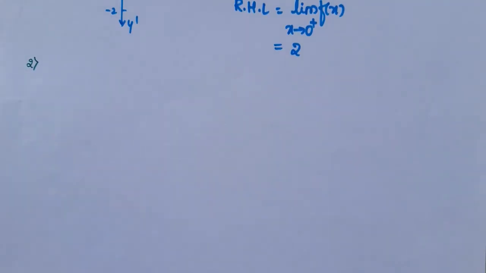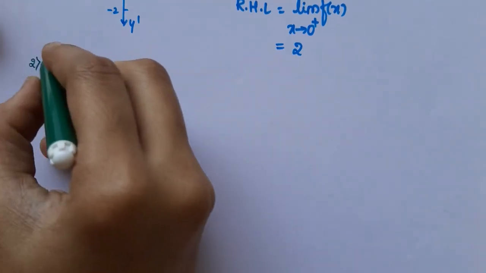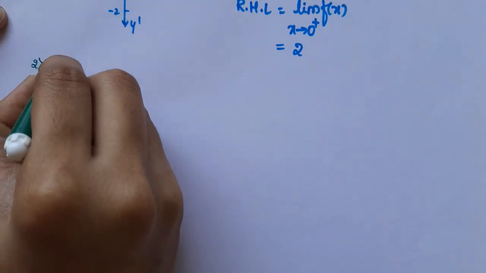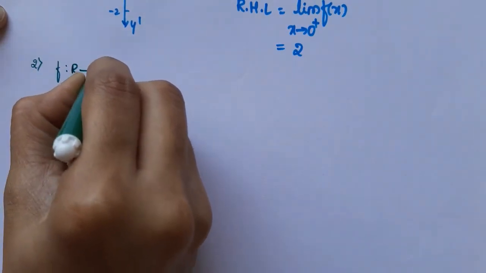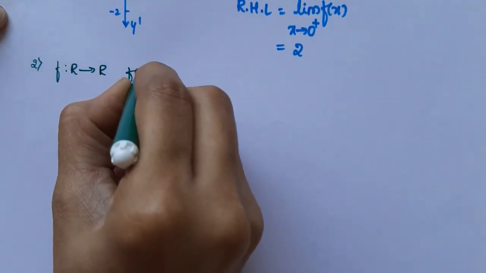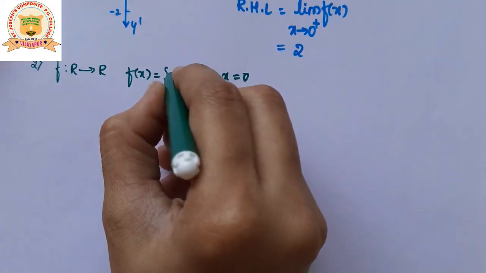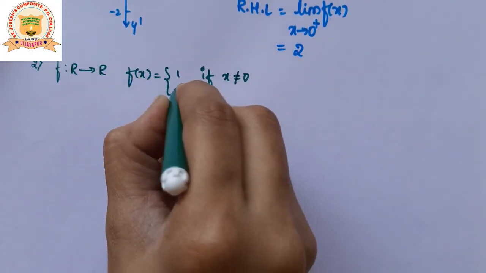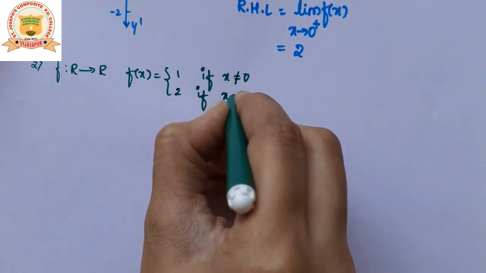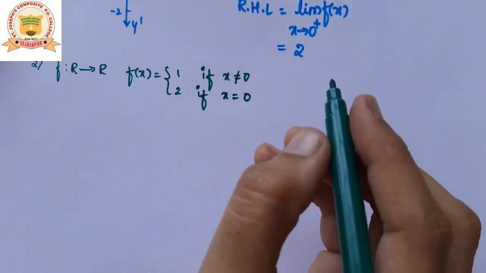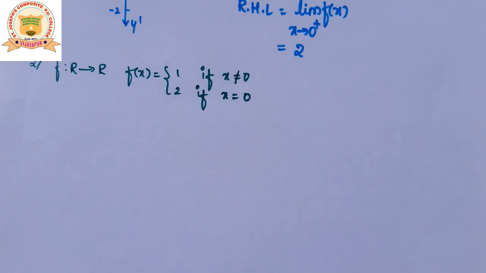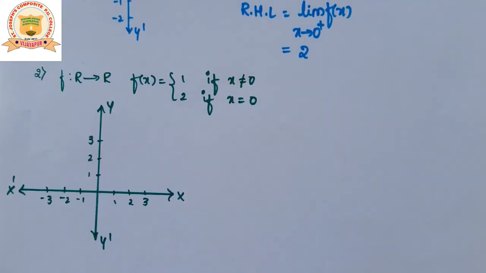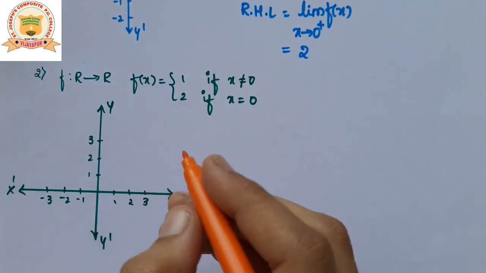We will take one more example to explain the continuity. Consider the function f from R to R defined by f of x is equal to 1 if x is not equal to 0 and 2 if x is equal to 0. Now we will draw the graph of this function. Now we have x axis and y axis here.